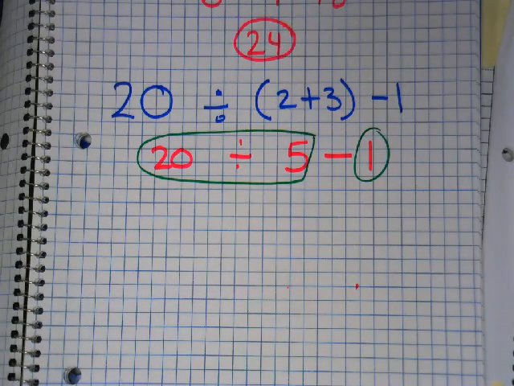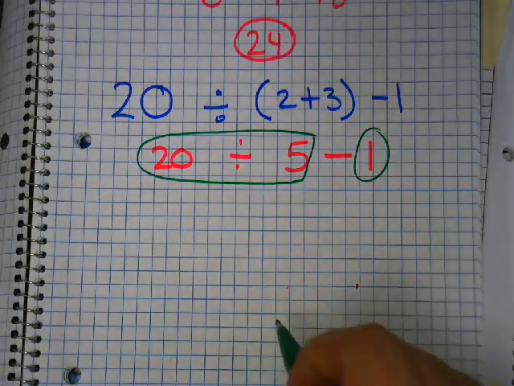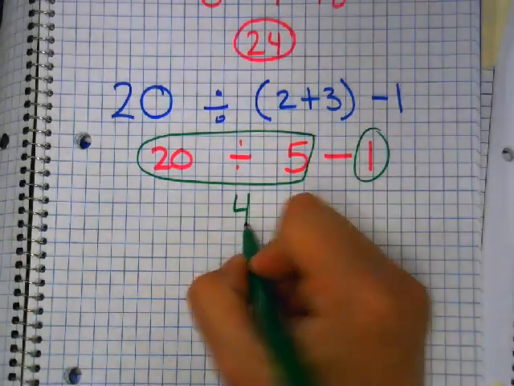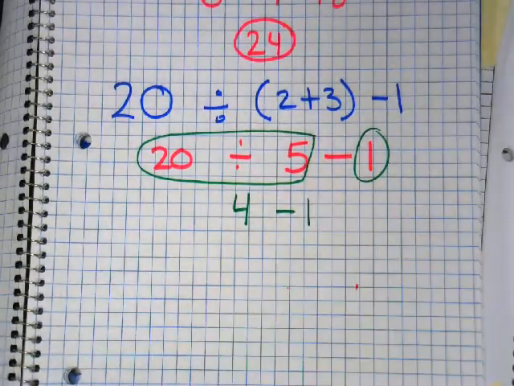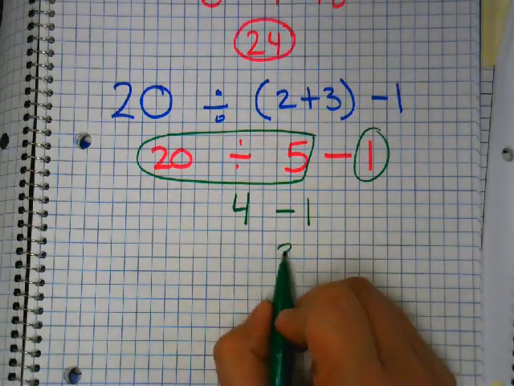All right, do the mini problem. What's our answer to the mini problem? Oh, okay, cool. That's 4. Then minus 1 is 3.